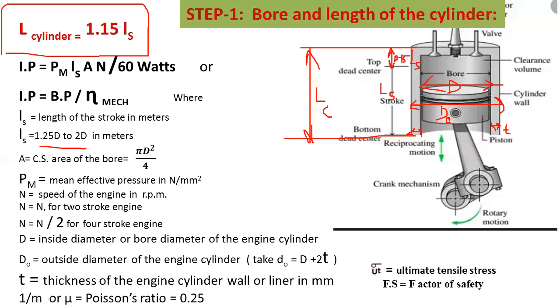And sigma ut is also very important for the remaining steps. Here sigma ut is the ultimate tensile stress and fs is the factor of safety.